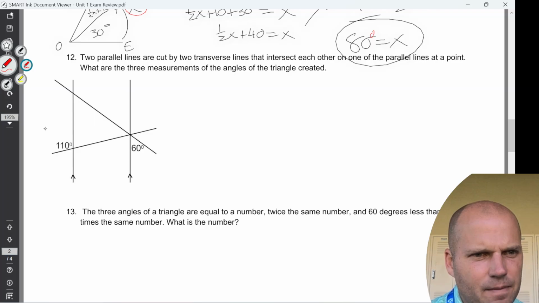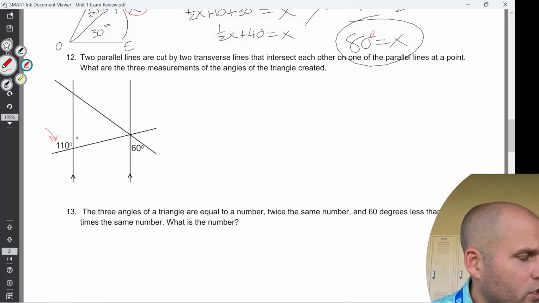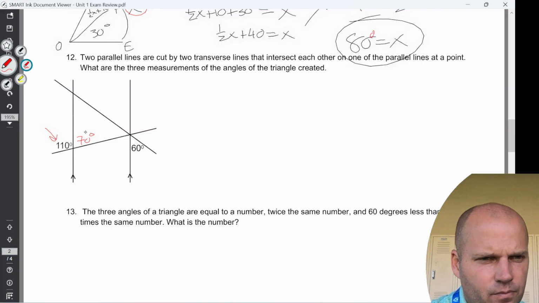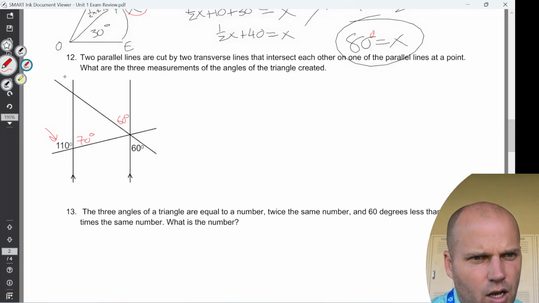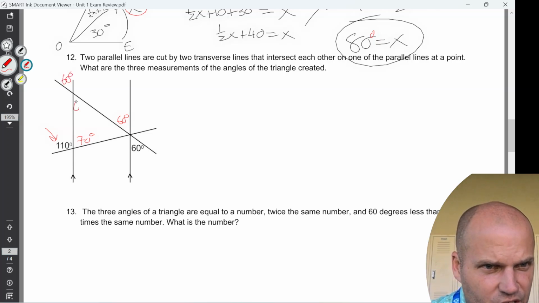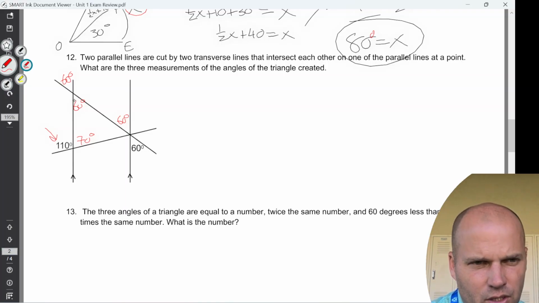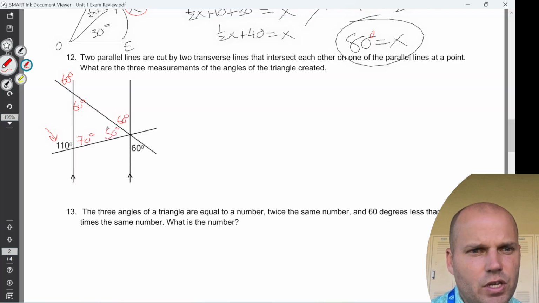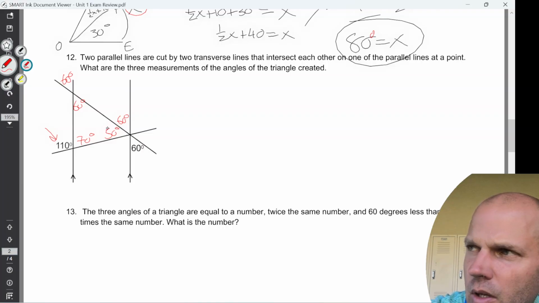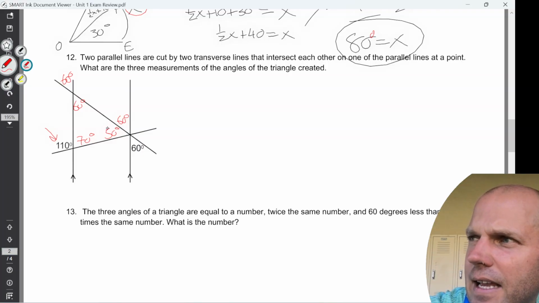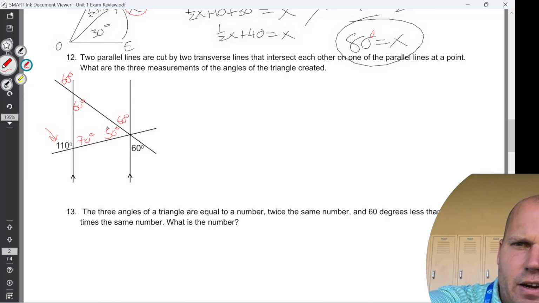What we'll find is that we utilize the fact that angles are supplementary to each other, that one of the angles in our triangle is 70 degrees. Another angle is going to be 60 degrees. And then we find that the last angle would be 50 because the three angles add up to equal 180. This is tough without a diagram, so if you don't have a diagram, don't worry.